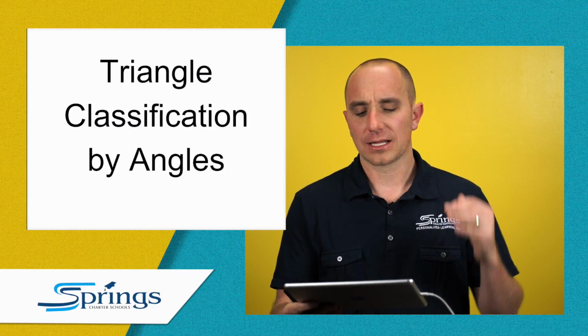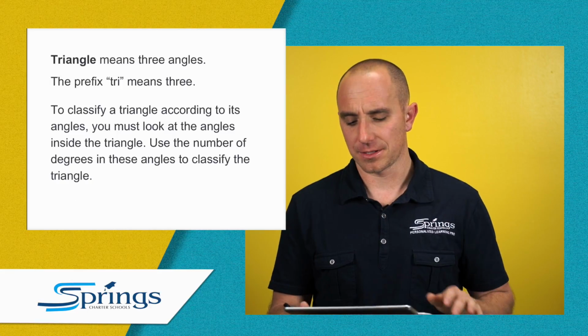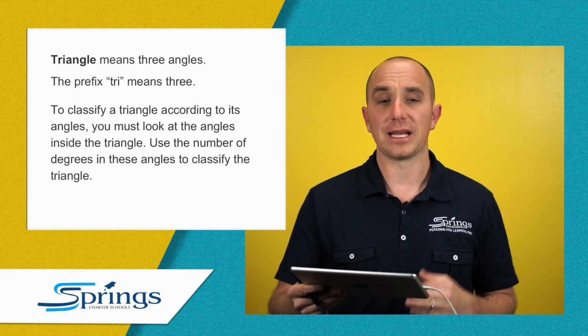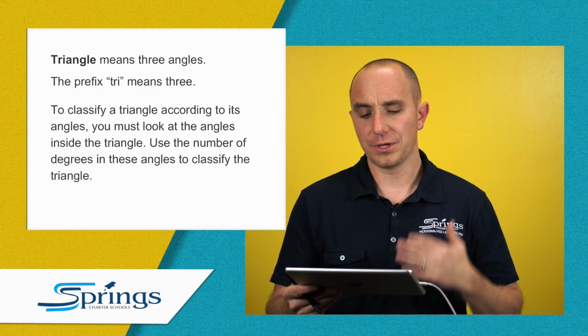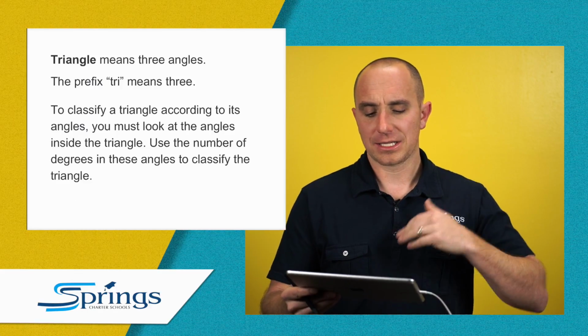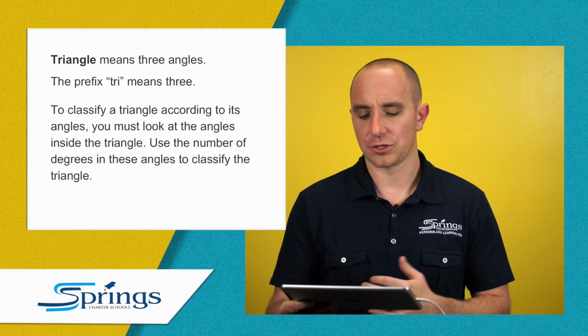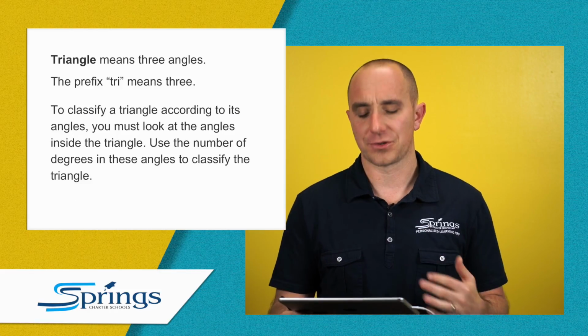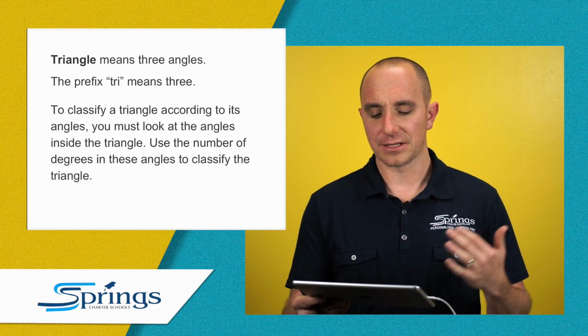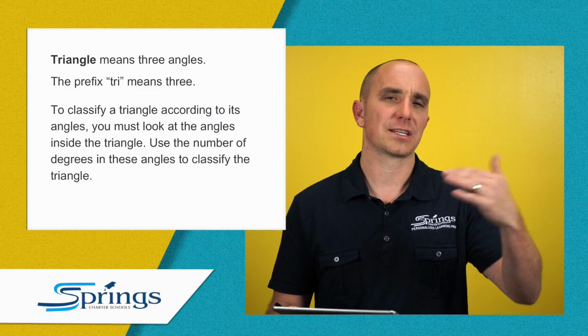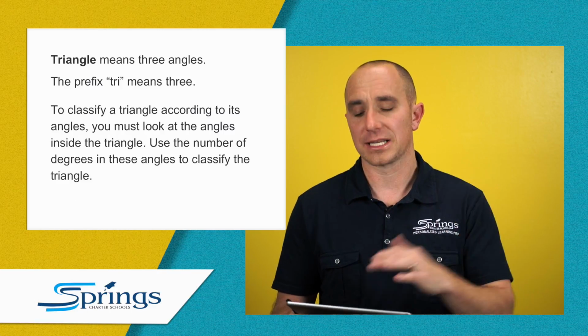Let's talk about classifying triangles by angles. A triangle means three angles, so the prefix tri means three. To classify a triangle according to its angles, you must look at the angles inside the triangle. Use the number of degrees in these angles to classify the triangles. And then next, as you know, we're going to talk about classifying them by side length.